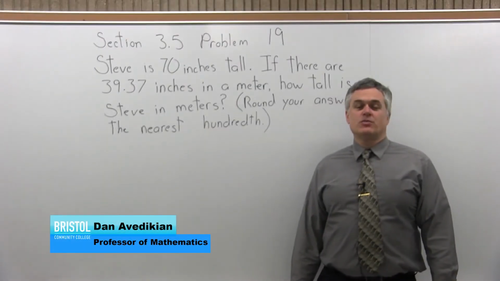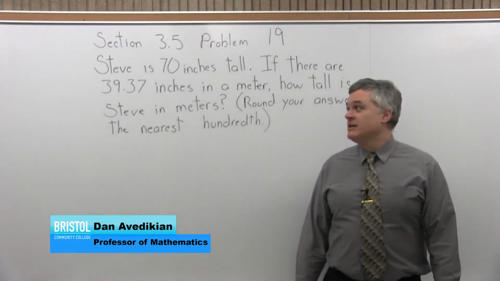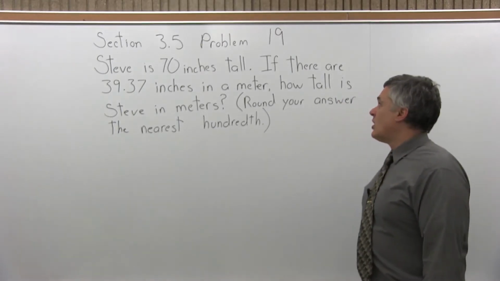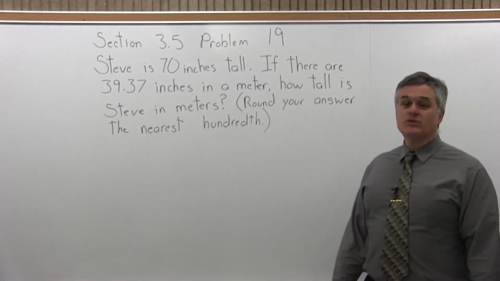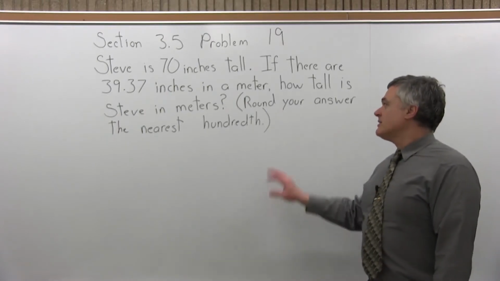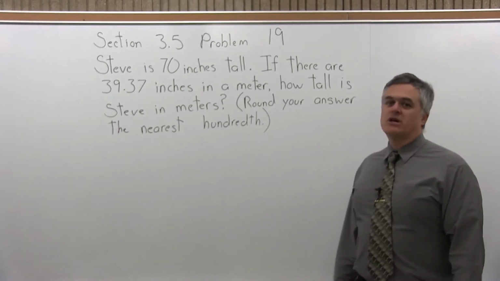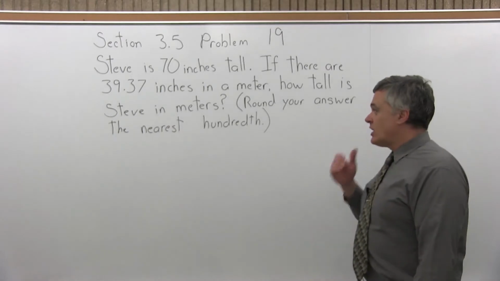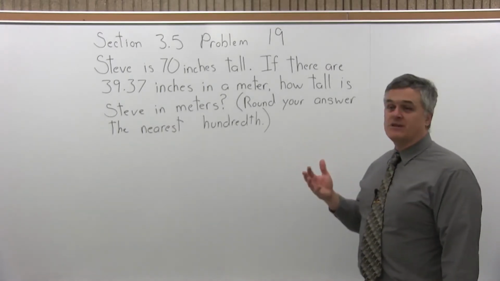This is Section 3.5, Problem 19. It says Steve is 70 inches tall. If there are 39.37 inches in a meter, how tall is Steve in meters? And at the end it says round your answer to the nearest hundredth. So what we have to do is divide, right?